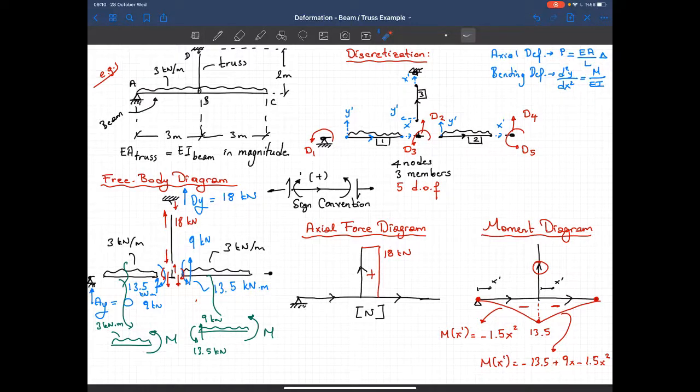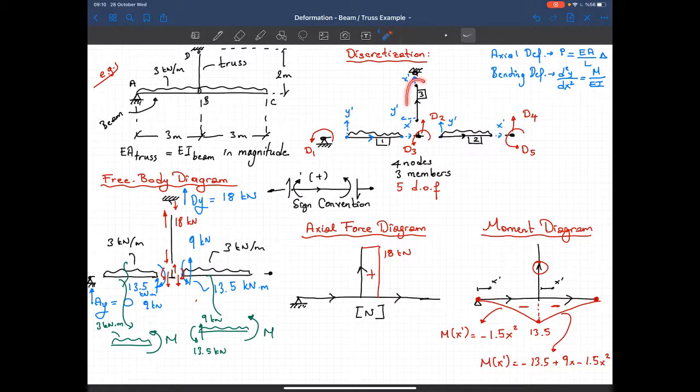Now the next question is, what about the boundary conditions? So how should I start? If I start from the first member and try to solve this differential equation, there's only one boundary condition that I know, which is the vertical translation equal to 0. So I cannot start from this member. If I start from the second member, it's even worse because there are 4 unknowns. I don't know any of the displacement boundary conditions.